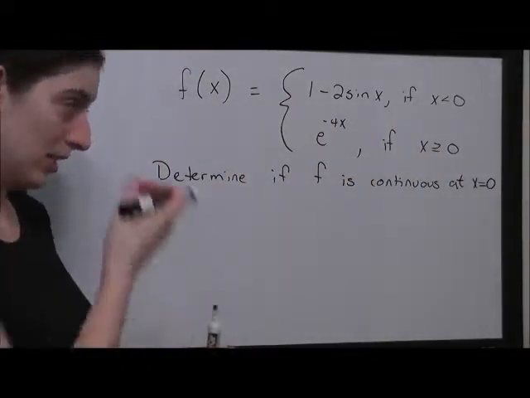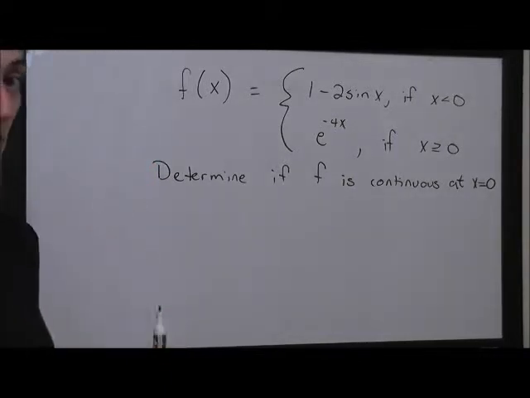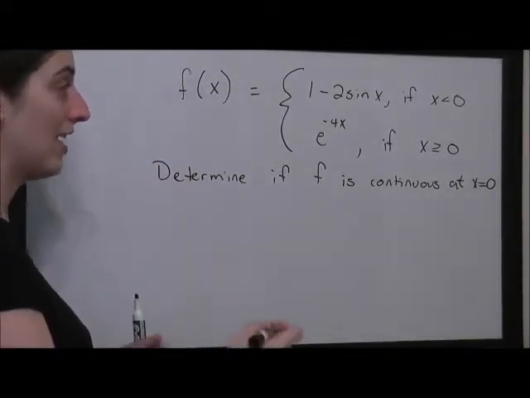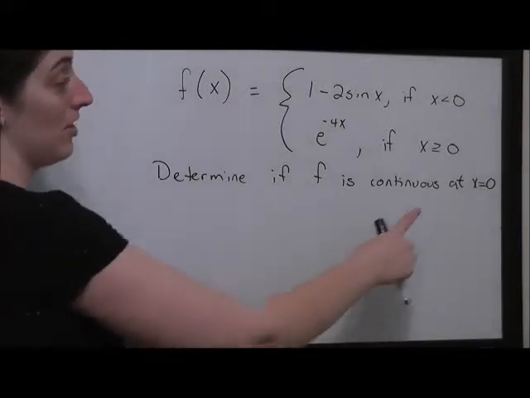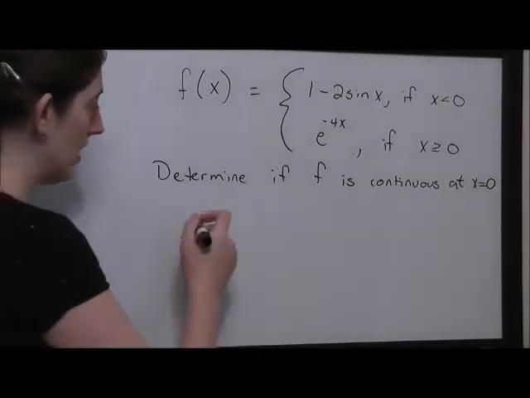So how are we going to figure out if this is continuous? Well, let's think about the checks we talked about previously. The first thing we need to check is, is there a point at 0? So to do this, I'm just going to go ahead and put 0 in and see if we have a point.